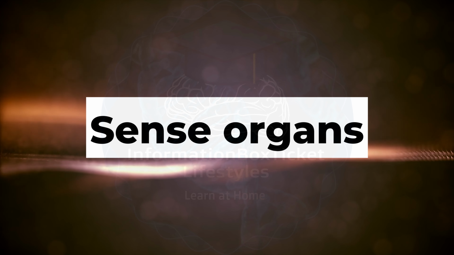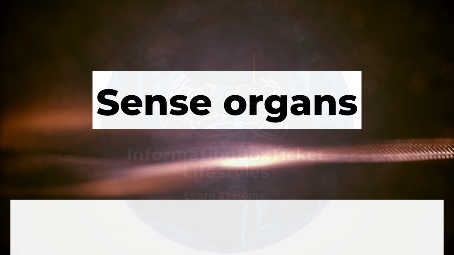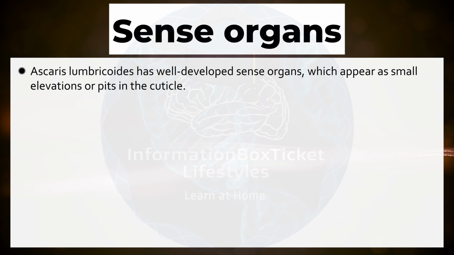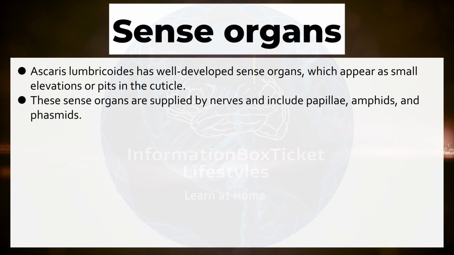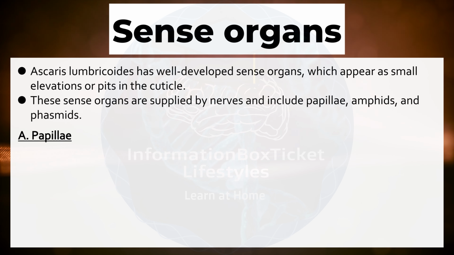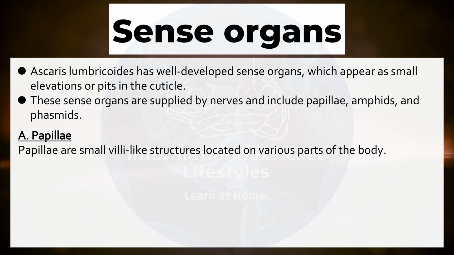Sense organs of Ascaris lumbricoides. Ascaris lumbricoides has well-developed sense organs, which appear as small elevations or pits in the cuticle. These sense organs are supplied by nerves and include papillae, amphids, and phasmids. A. Papillae. Papillae are small, villi-like structures located on various parts of the body.